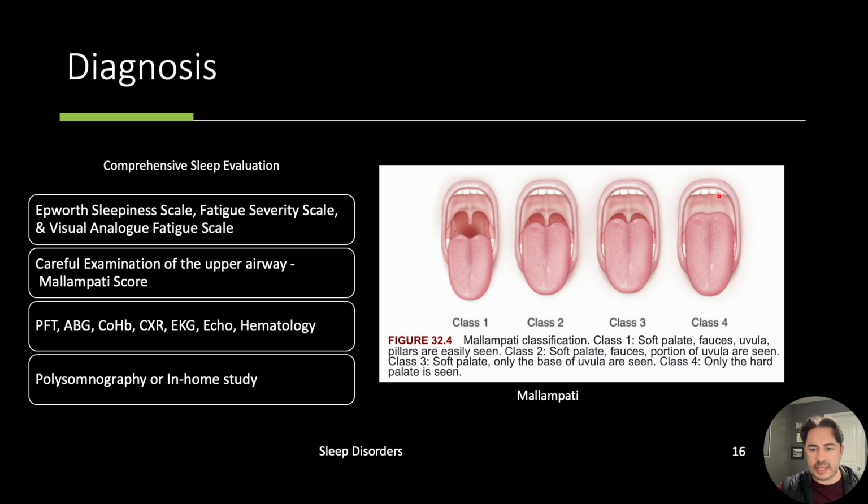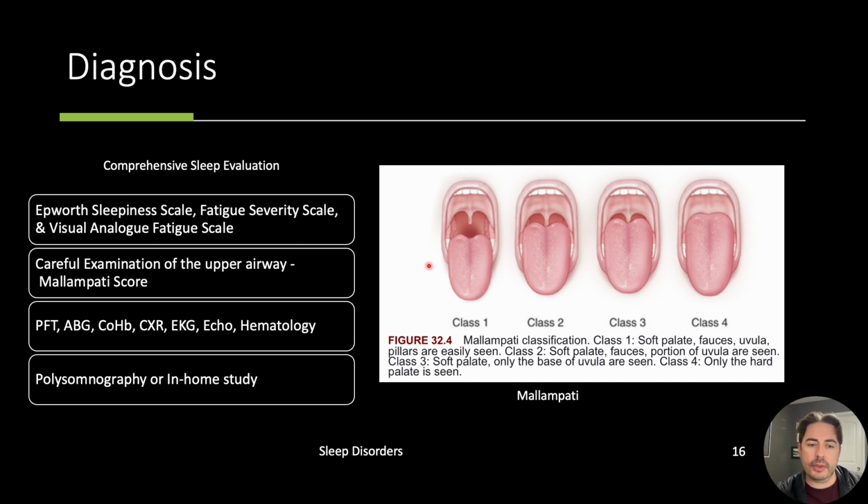So all of these things give us insight as to how difficult an intubation may be. It gives us insight as to what size or what device we can use when it comes to bronchoscopy. And it tells us how likely that patient would be to have an obstructive sleep disorder. So lots of functions when it comes to the Mallampati.